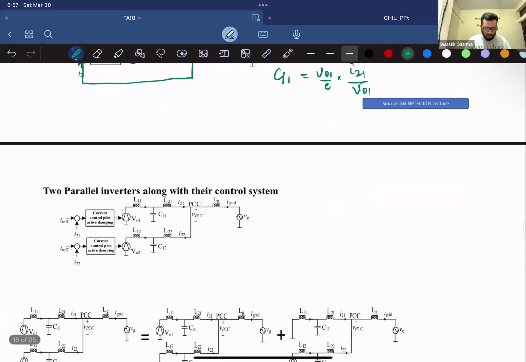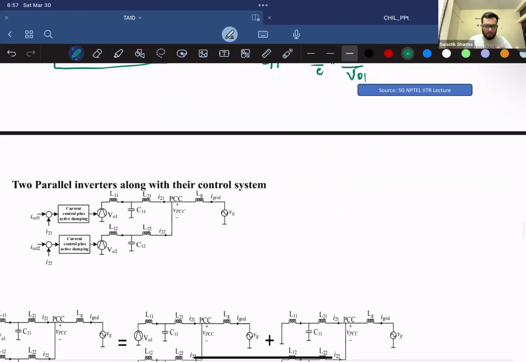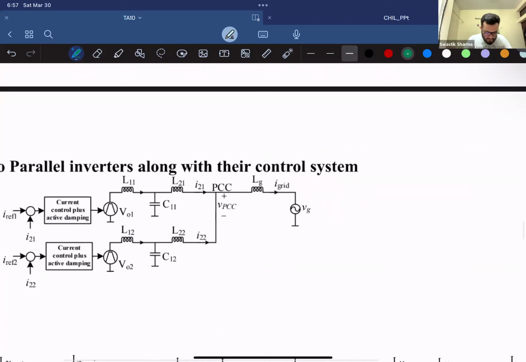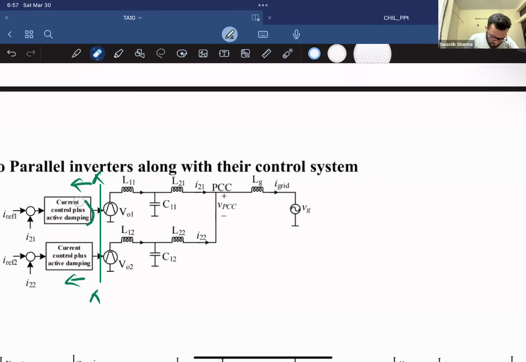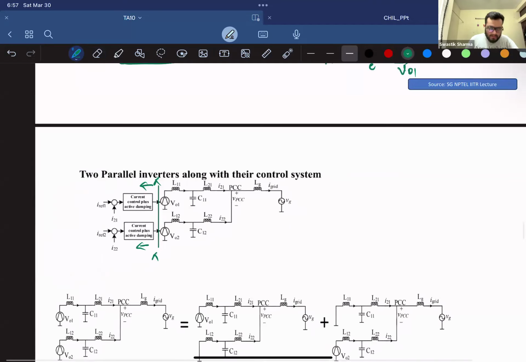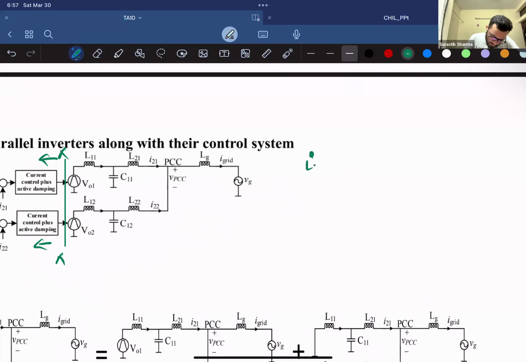Now let's connect one more inverter in parallel, and let's leave this side for now. Don't include this side, because for it you would require the gain of the current controlled active damping algorithm as well, right? If you don't have it, just forget it for now. Now, if you want to write the transfer function for this, it would be in the form of a matrix. You can easily write it in the form of a matrix.